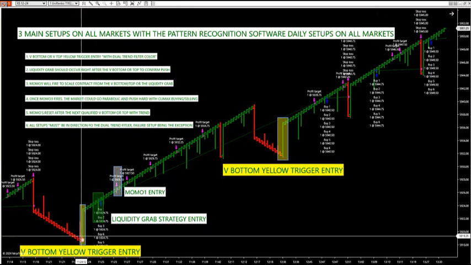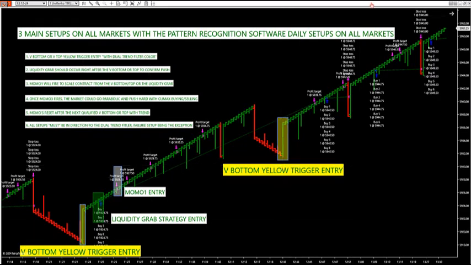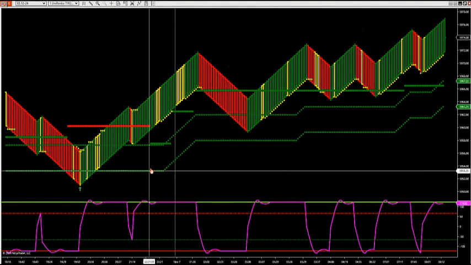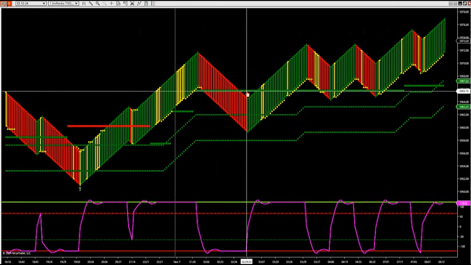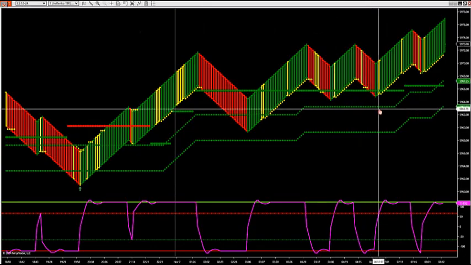What are the 3 main setups? The main setup we have is this V-bottom. Now this V-bottom occurs right here. We are in a trade right now on these yellow trigger bars. These yellow trigger entry bars occur. So if we are green or red, you're buying if you're green. So if you're green, we've been green right here. Here's our outer zone. Here's our inner trend filter.